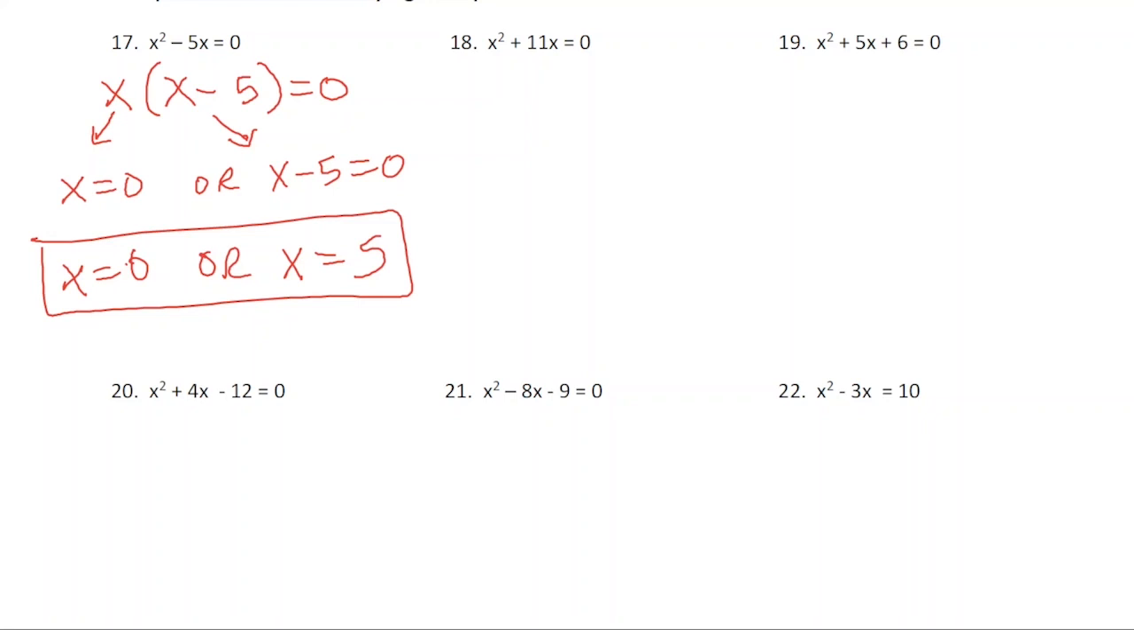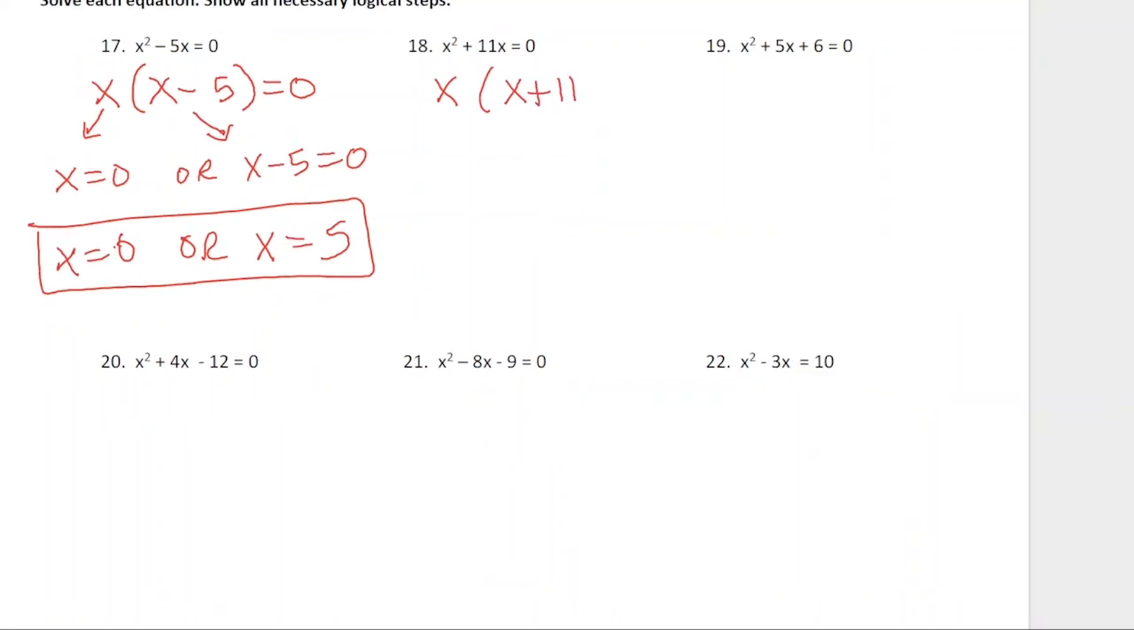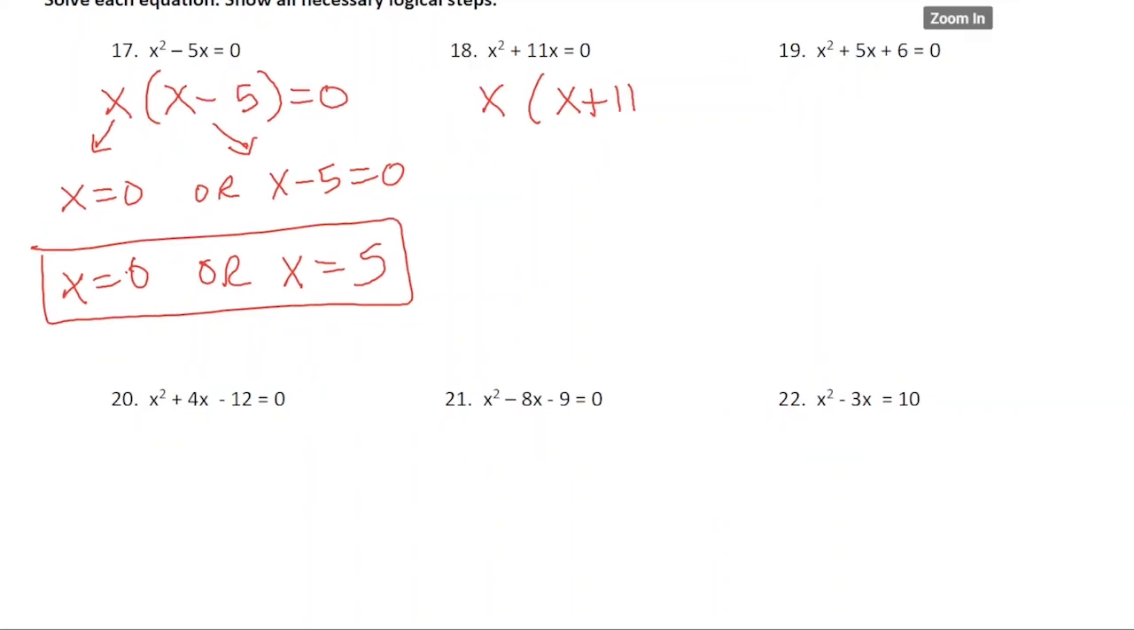Number 18, we'll solve very similarly. We're going to factor out an x and have x plus 11 as my other factor. We'll factor out the x, we have x plus 11 as the other factor, so we end up with two solutions, x equals 0 or x equals negative 11.